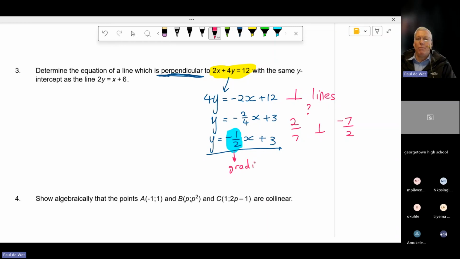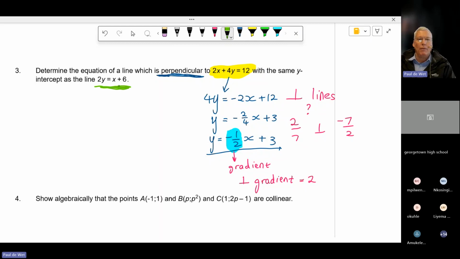Who can tell me what gradient is perpendicular to -0.5? It's 2/1. Well done. So we want a line whose perpendicular gradient is 2. Is everyone okay with that? What I've done is turn that gradient upside down and change the sign. We want a line that's got that gradient, because that will make it perpendicular to this line, but it must have the same y-intercept as this line.